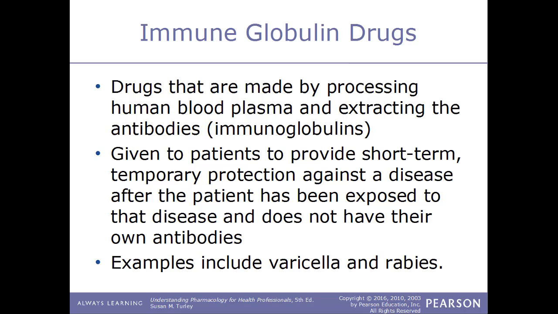These are drugs that are made by processing human blood plasma and extracting the antibodies, immunoglobulins. They are given to patients to provide short-term temporary protection against a disease after the patient has been exposed to that disease and does not yet have their own antibodies. Some examples of this would include varicella and rabies.